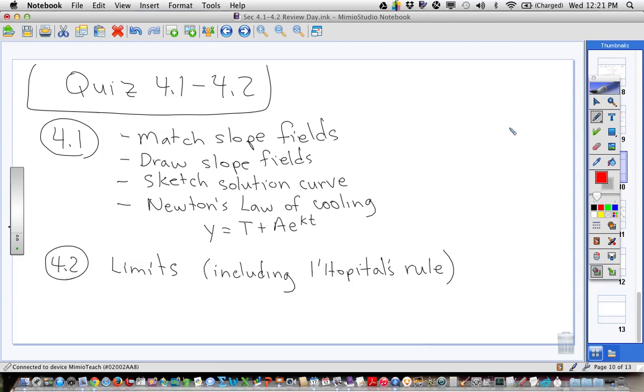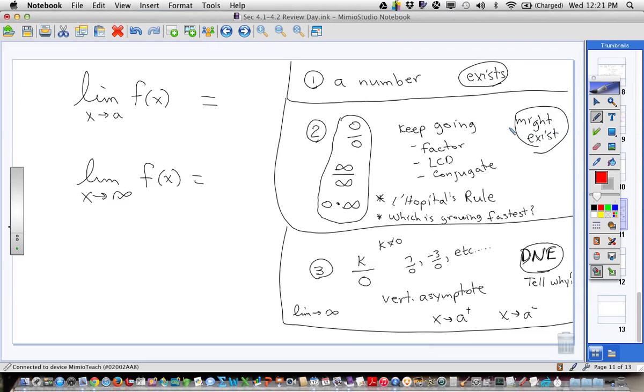All right. Then the rest of the quiz is no calculator, and that'd be all the matching of the slope fields and all the limit problems. So more than half of the quiz is no calculator. Okay, and so we got the stuff with limits. It was section 4.2. Okay, so just to review the limit things, this is what I had up here yesterday.